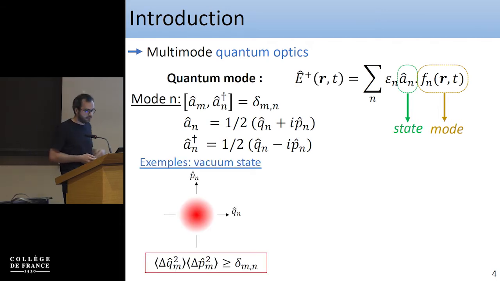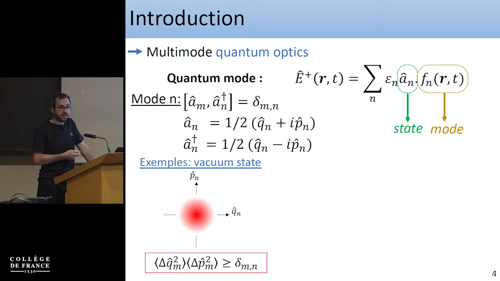So an example of state we can define with this operator is just the vacuum state. So you have like nothing. You are centered on the Fresnel space, and you have this uncertainty circle because of the Heisenberg relation. But we are in a lab, so what we want to do is to measure this kind of state.